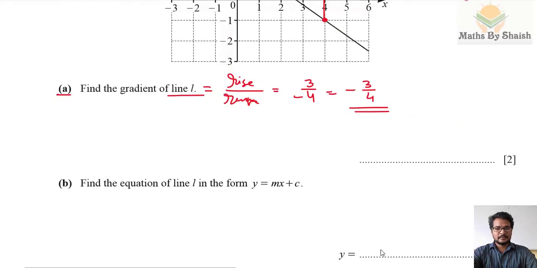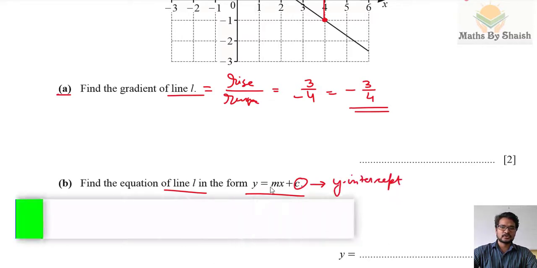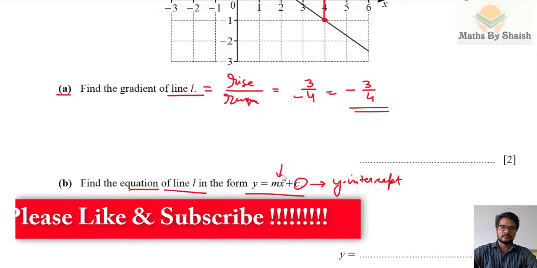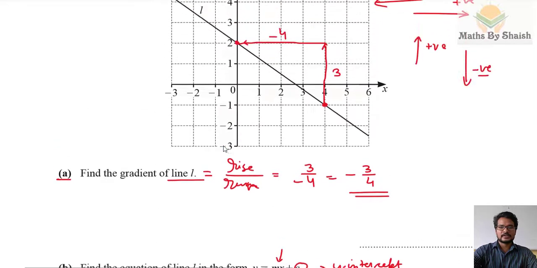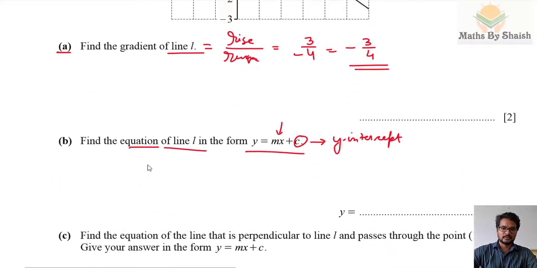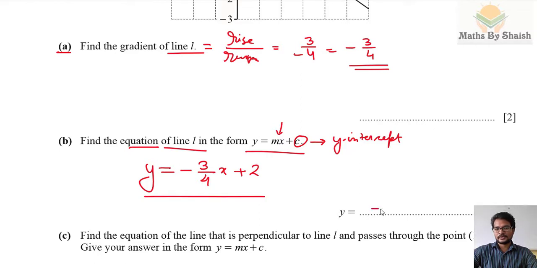That's the gradient. B part is find the equation of line L in the form y equals mx plus c, and we know that this c is the y-intercept. The equation of a line requires the gradient and the y-intercept, and from the diagram we can see this line intersects the y-axis, that is, the y-intercept is 2. So we can directly write the equation of the line: y equals minus 3 by 4 x plus 2, and that's the answer in this form.